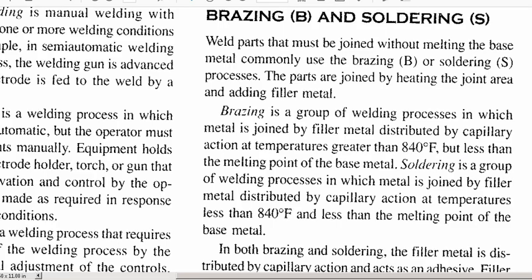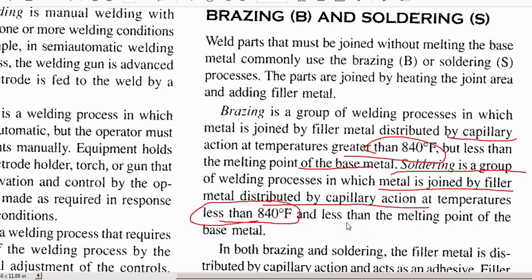Key takeaways there. Brazing: same process, temperature greater than 840, but less than the base metal's melting point, so you're not melting the base, and it does use capillary action. Soldering, used heavily in electronics and plumbing: same process, metal is joined by the filler by capillary action, temperatures less than 840 and less than the melting point of the base metal. So 840 is our key point here. If it's brazing, it's over 840. If it's soldering, it's less than 840. Both cases use capillary action, and in both cases the melting point of the base metal is not exceeded.